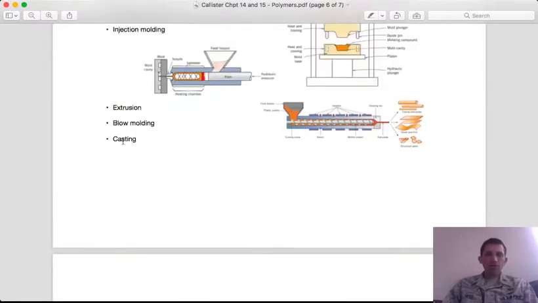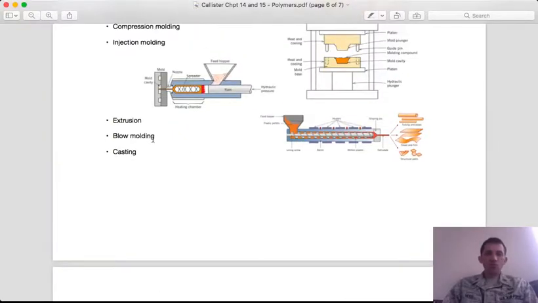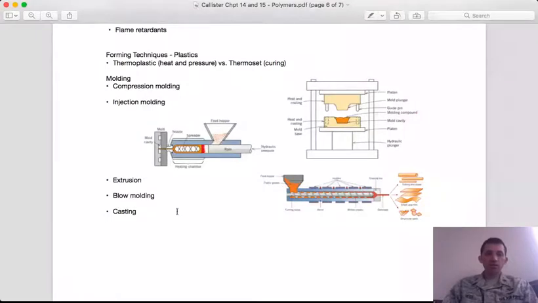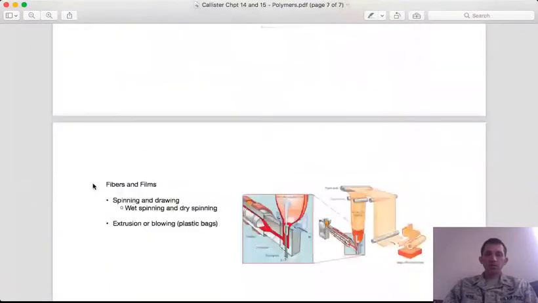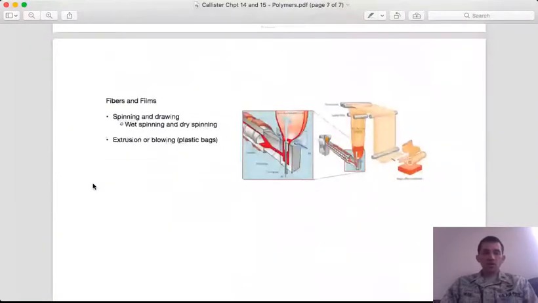And then also casting, right? Casting is more common for the thermosets, in the sense that you would mix the two together, pour it into a mold, and then let it sit for it to cure. Again, unique to polymers, you don't really see the drawing of metal. Well, I guess maybe for wires.